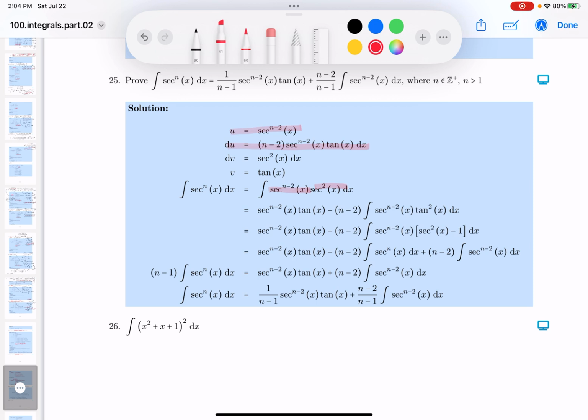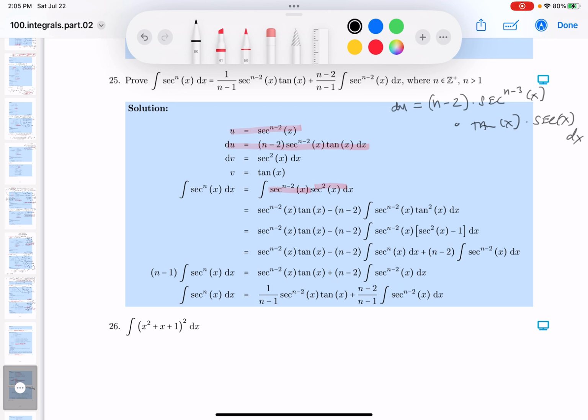Let me just check to make sure what it means. The n minus 2 comes down, and maybe I should go through that. So it's going to be, let's put this down. So du is going to be n minus 2 times secant. Well, I'm going to reduce it by 1, so it's going to be n minus 3 x. And now I have to do the inside, which is going to be tan x secant x. And that's going to be dx over there.